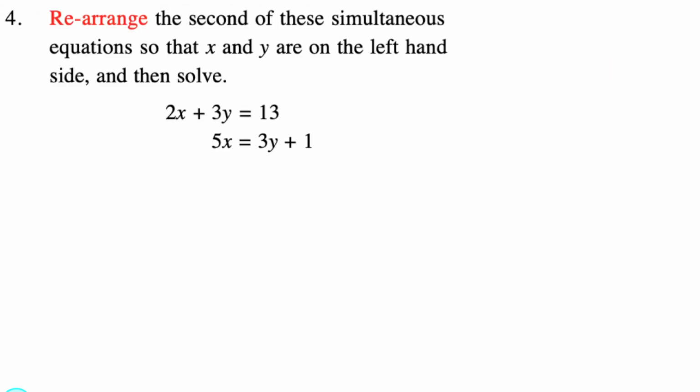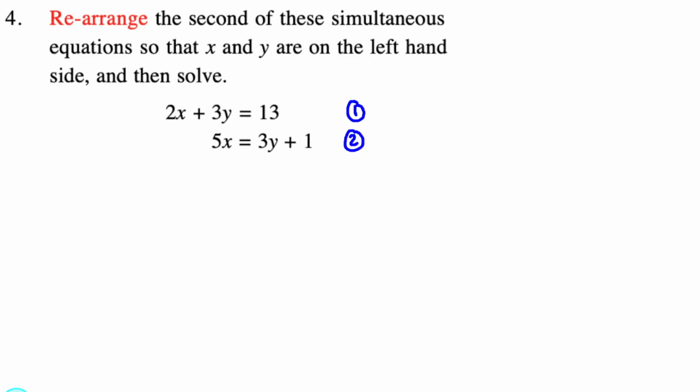Right, we're going to look at question number 4 on page 164 and work through this together, to make sure that we can do this before you go and do question 5 by yourselves. So we're rearranging the second of these simultaneous equations so that x and y are on the left-hand side, and then we're going to solve. Make sure you've got a copy of this question in your jotters. We've got equation 1 and equation 2. The first thing we're going to do is manipulate equation number 2 so that we've got the y term on the left-hand side, and then we'll solve. So let's see how we can rearrange this.